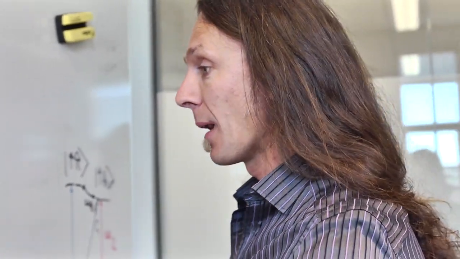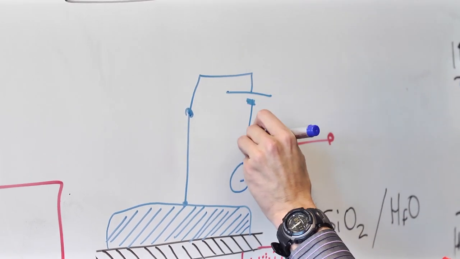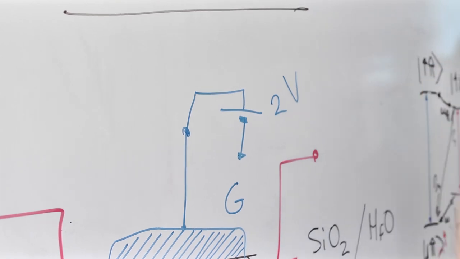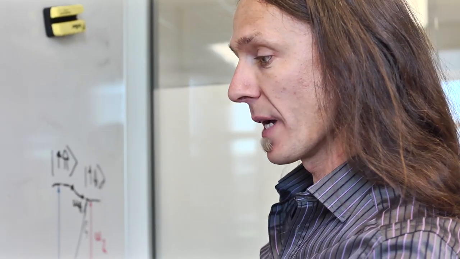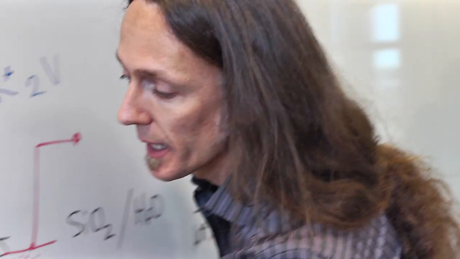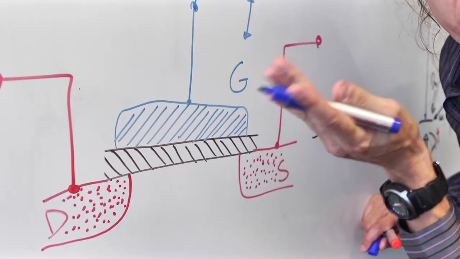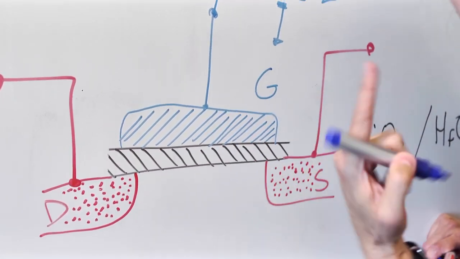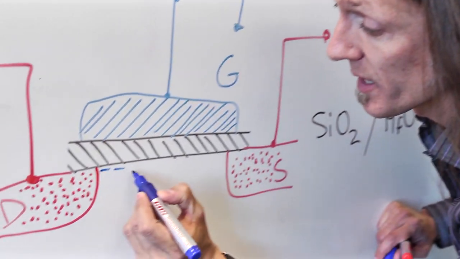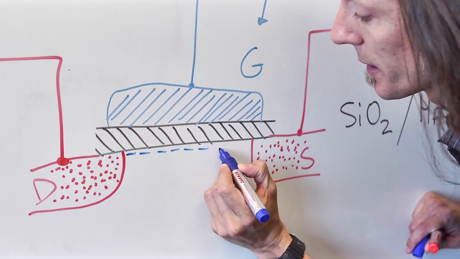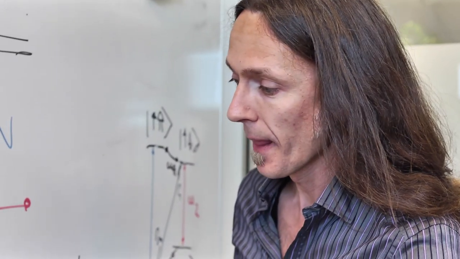If instead you apply a very positive voltage on here, so let's say you have a battery of about 2 volts, what this will do, you see, the positive is here, right? So you have a positive potential. What that will do is it will attract electrons underneath, right? You have a metal with a positive potential on it. Electrons are negative charges, so they're attracted by the positive potential. So electrons will start to accumulate under this insulating layer of, let's say, silicon oxide.